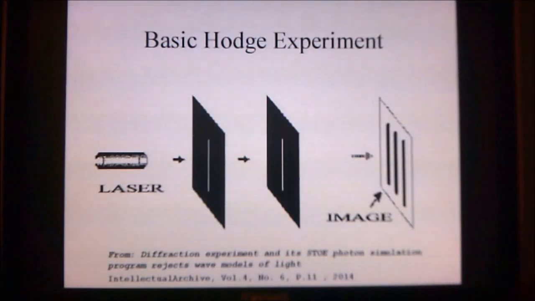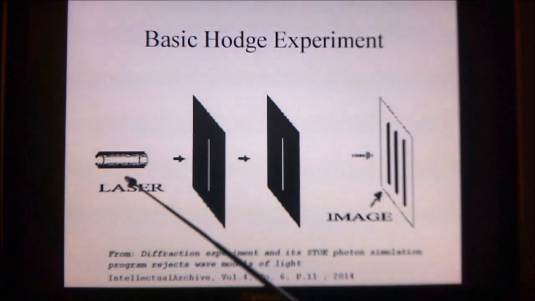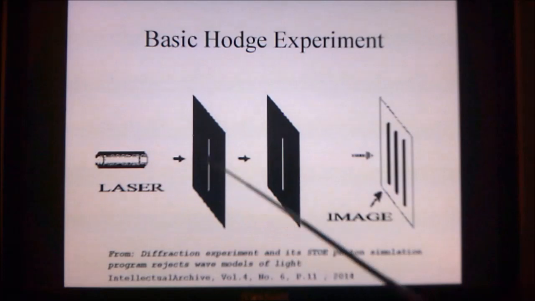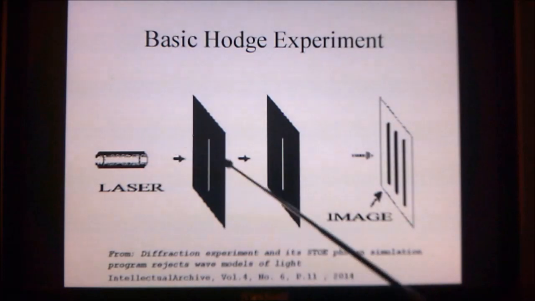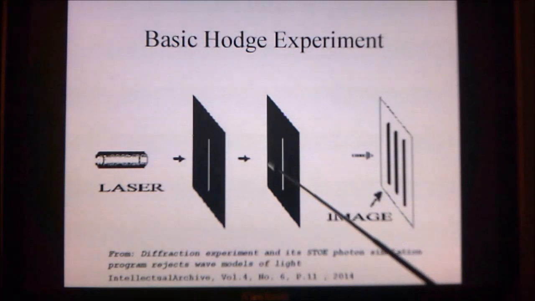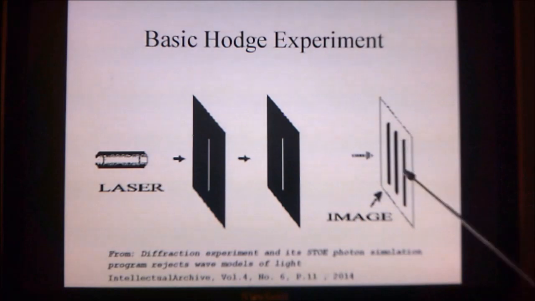This is the basic Hodge experiment. We had a laser, and we had a single slit screen or mask here, which then let through a regular diffraction pattern that fit the Fraunhofer equation, if you remember, and then 8 meters away we had the screen. This comes from that paper.